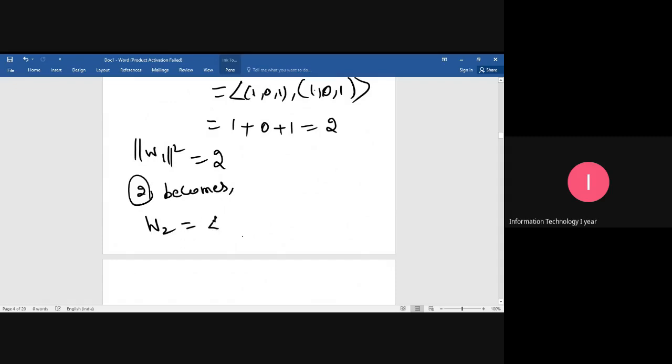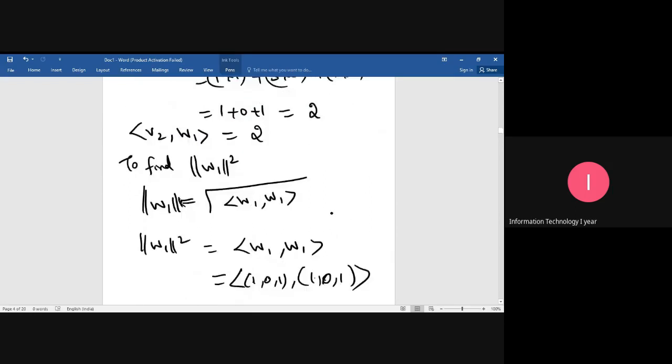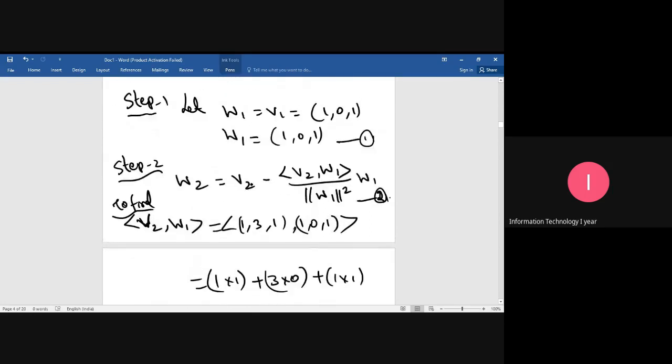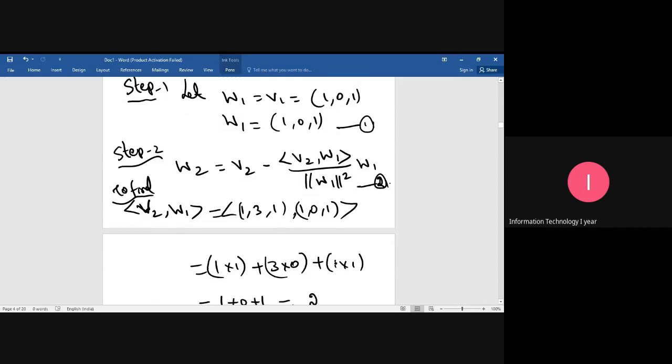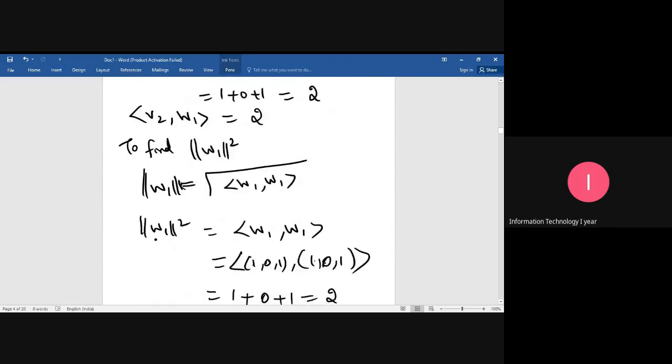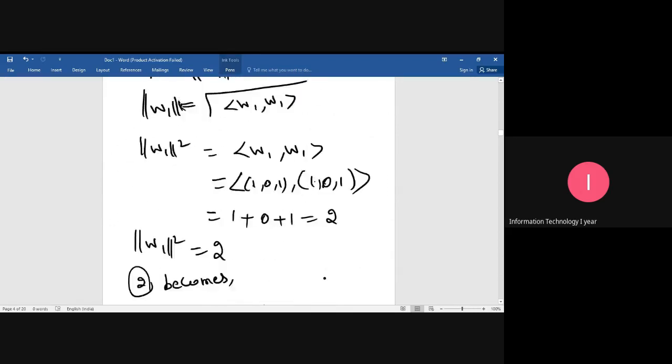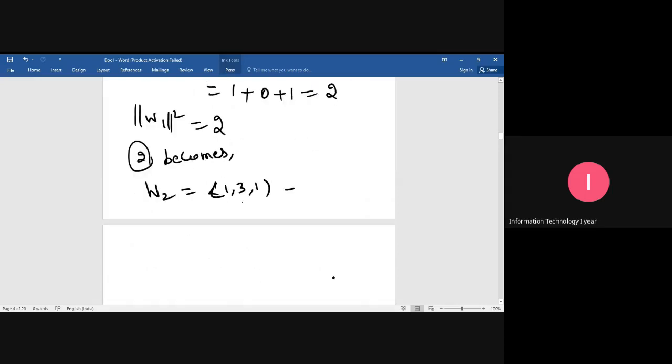So V2 is 1, 3, 1, minus; the formula says V2 minus inner product of V2, W1 by norm W1 square. So in the formula for V2 we have written V2, W1 by norm W1 square. V2, W1 is 2. Norm W1 square is 2. So 2 divided by 2 into W1. So W1 is actually 1, 0, 1.